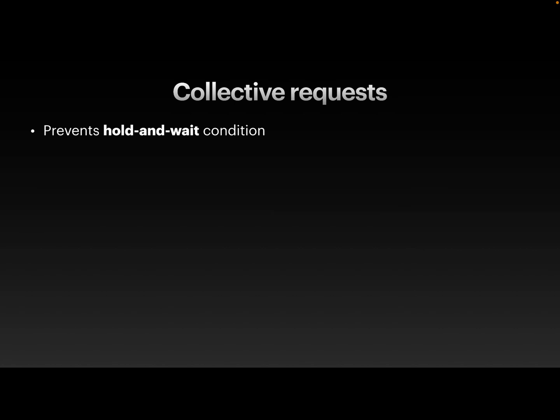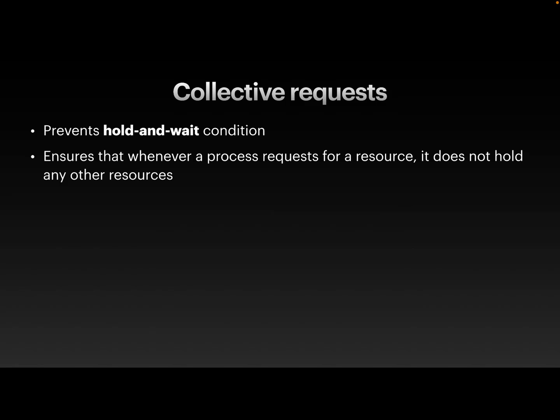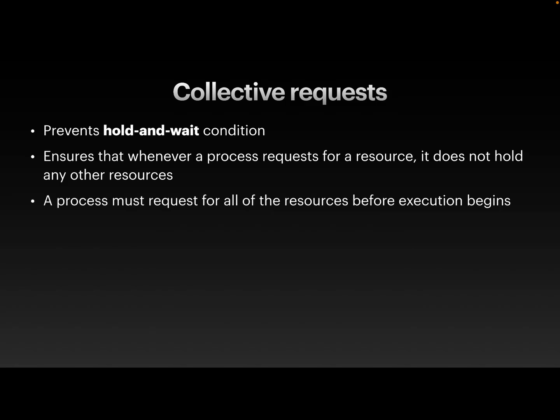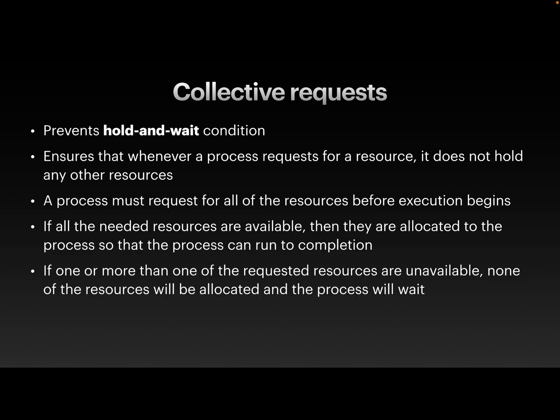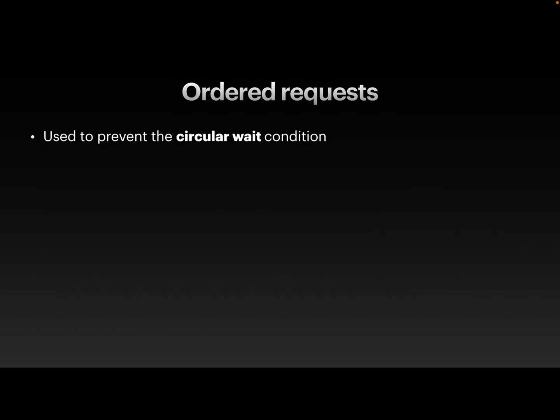Collective requests. This request is used to prevent hold and wait condition. This prevention ensures that whenever a process requests for a resource, it does not hold any other resources. A process must request for all the other resources before execution begins. If all the needed resources are available, then they are allocated to the process so that the process can run to completion. If one or more of the requested resources are unavailable, none of the resources will be allocated and the process will wait.